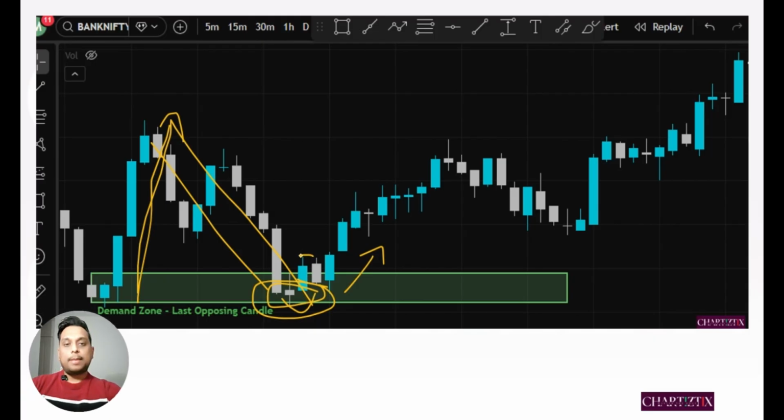Second would be to identify a bullish candle showing that the buyers are really stepping in and then waiting for a small pullback, and then you enter at the third candle closing. That would be your balanced approach.